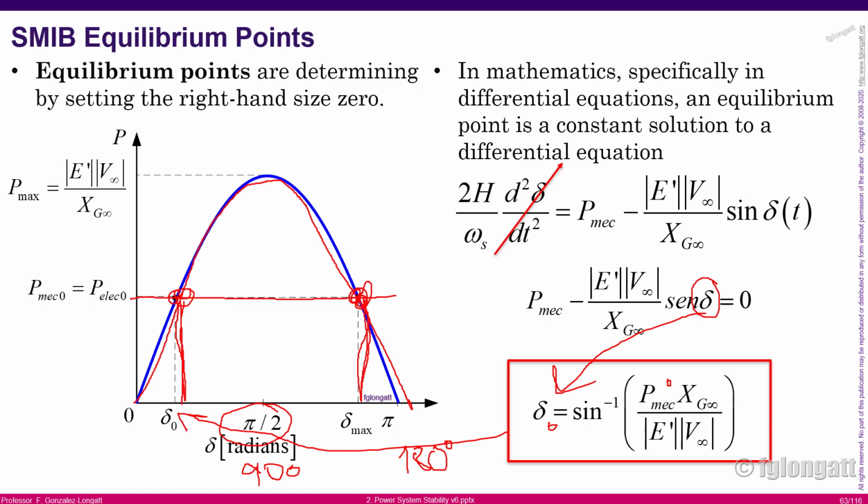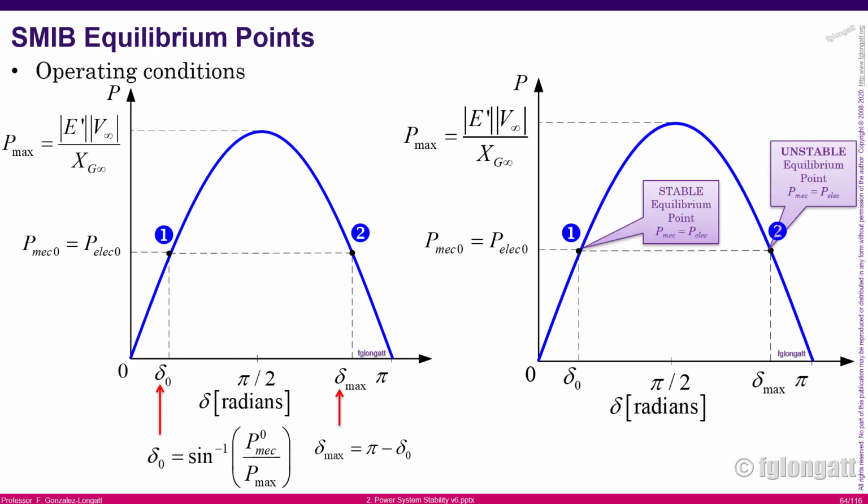What I'm telling you is the following. What I'm telling you is that there are two equilibrium points. One equilibrium point that is below 90 degree, and that is this one, and one that is after 90 degrees. The one that is after 90 degree, and that is what is defining the maximum, okay? And then we have another one that is delta max, and that is the second equilibrium point, okay?